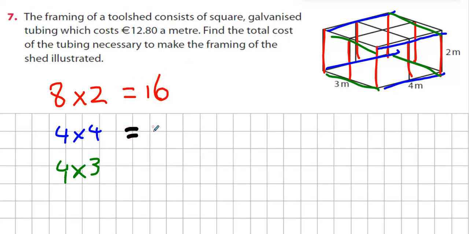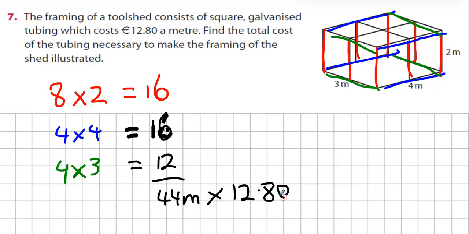I get another 16. Don't know what happened there. Another 16. And then I get 12. Combine that to get 44 meters. 44 multiplied by 1280. Anybody? Did you get an answer?